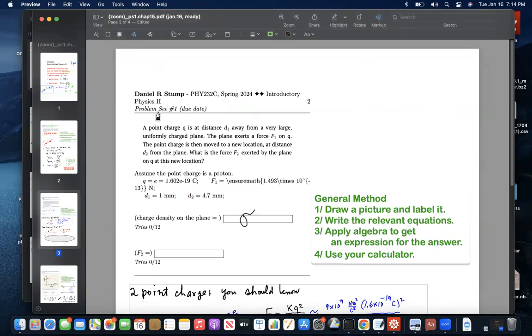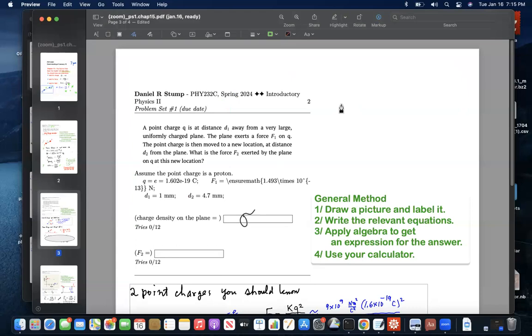Here's another problem from problem set 1. A point charge Q is at a distance d1 away from a very large uniformly charged plane. The plane exerts a force F1 on Q. The point charge is then moved to a new location at a distance d2 from the plane. What's the force F2 exerted by the plane on Q at this new location?